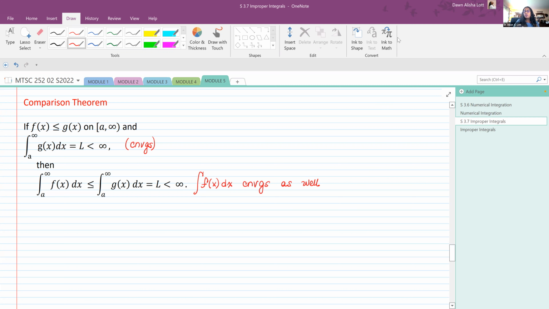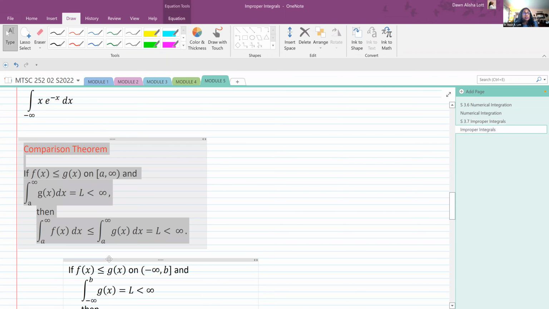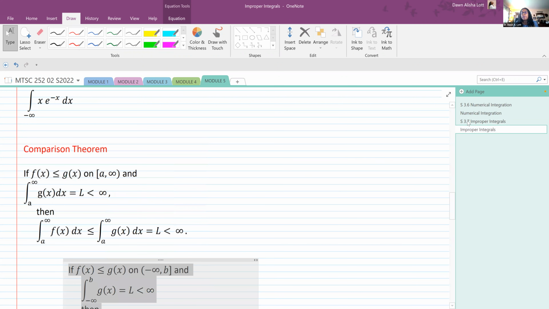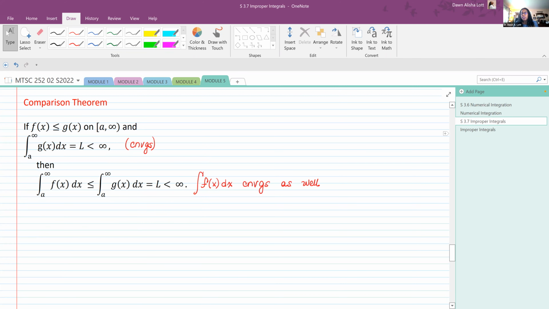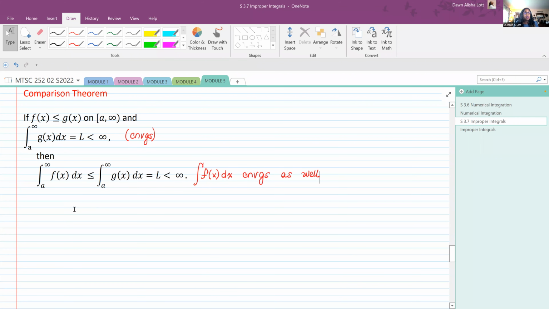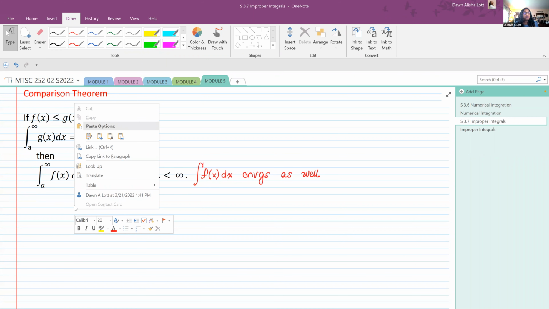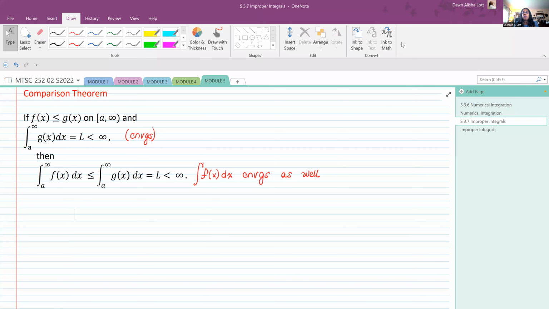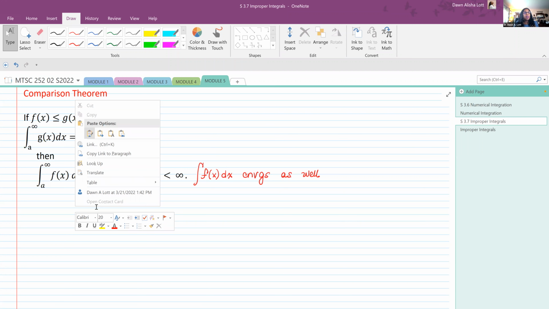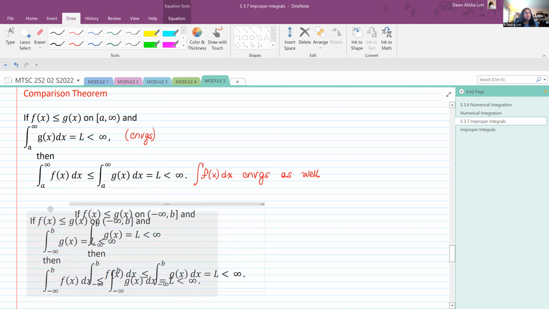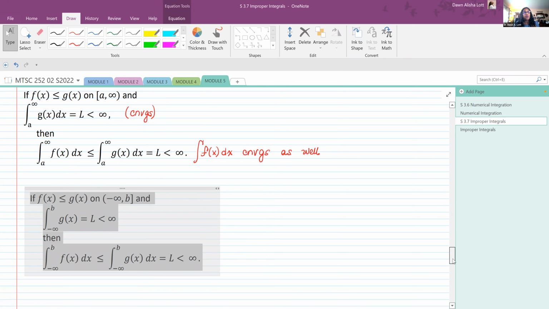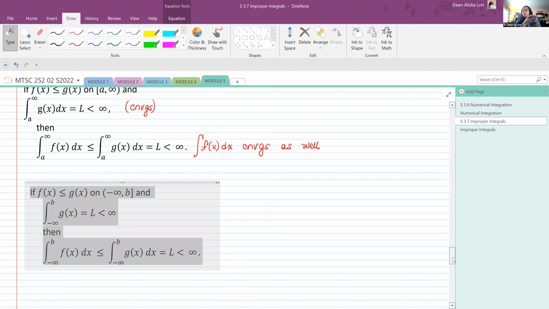Okay, so that's the first piece. The second piece is like unto it. So the second piece of the comparison theorem says if f of x is less than g of x, but this time we're on the interval minus infinity up to some b. Okay, same principle.